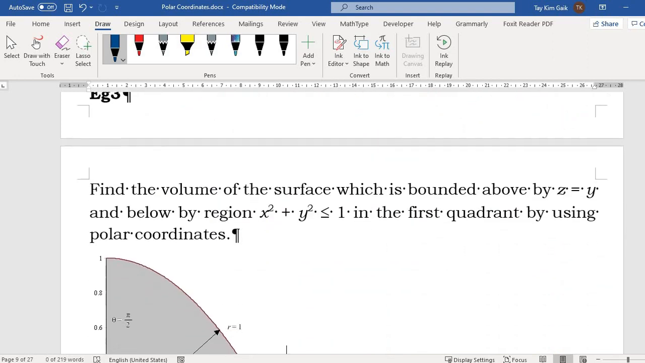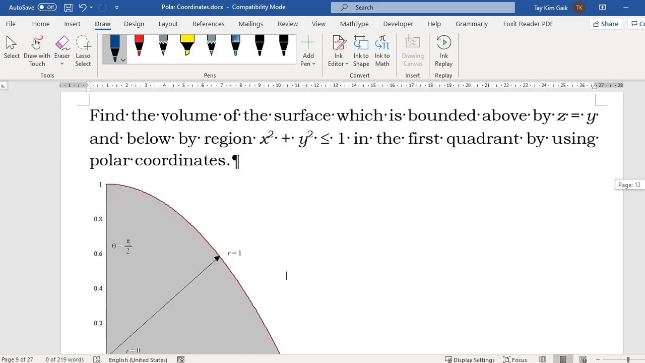So the third one: find the volume of the surface which is bounded above by z equal to y, below by the region x squared plus y squared less than or equal to 1 in the first quadrant, by using polar coordinates.